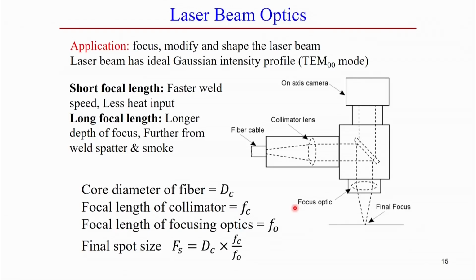So that means by changing this focal length, it is possible to estimate the final focused spot size of the laser when it is focusing on a specific workpiece or substrate material. This simple calculation shows that the final spot size can vary depending upon the core diameter and these two focal lengths of the lenses.